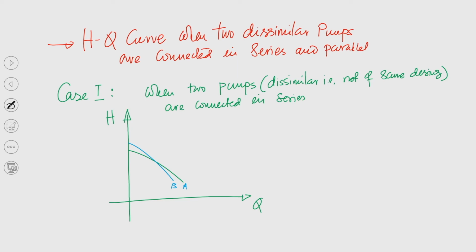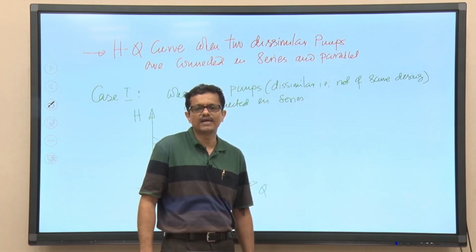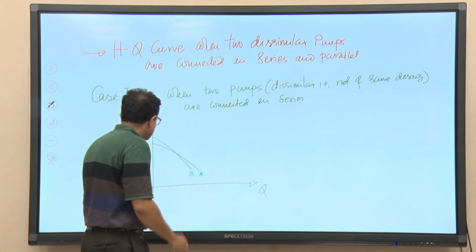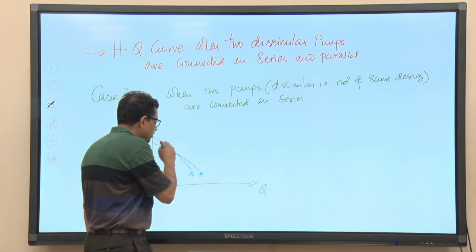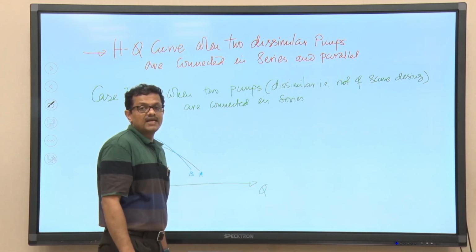Now, if they are connected in series, what will be the characteristic curve of the combined pumps? What we learned from yesterday's class is the procedure: if they are connected in series, the flow rate discharged by the first pump is taken to the inlet of the second pump, and the head developed by every individual pump is added together. So, basically, for a given flow rate, the heads will be added together.